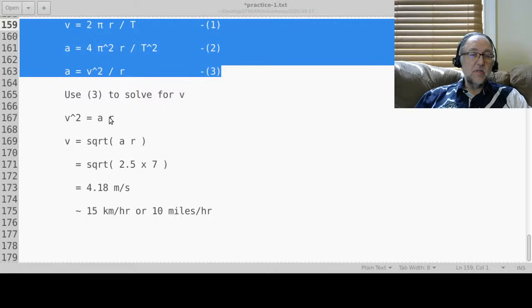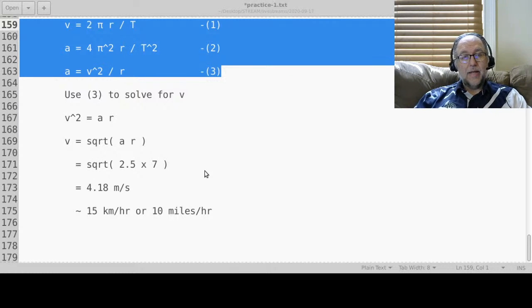Isolate that unknown. So you have v squared is equal to ar. That's just equation number 3, where what do I do? I multiply both sides by r, and then I take the square root, and I get that v is equal to the square root of ar. Okay, and a was 2.5 meters per second squared, and r is 7, and it just turns out to be 4.18 meters per second. Okay, so that's the fastest I could be traveling. That's the fastest velocity I could be doing going around the corner there.